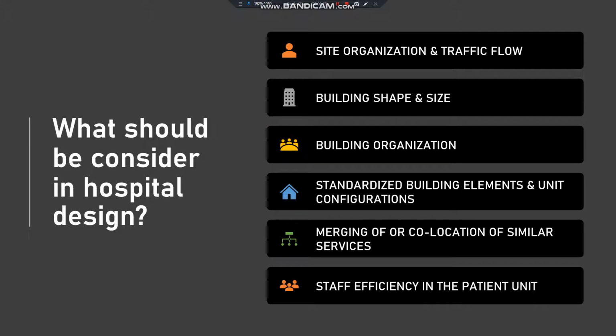What should be considered in hospital design? Site organization and traffic flow, building shape and size, building organization, standardized building elements and unit configurations, merging or collocation of similar services, and staff efficiency in the patient unit.